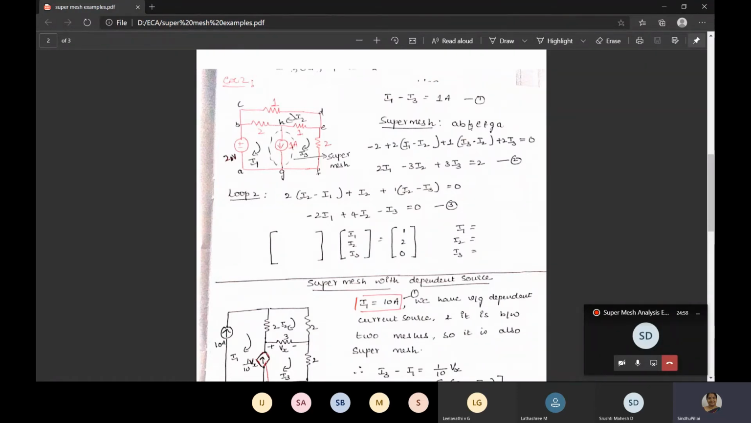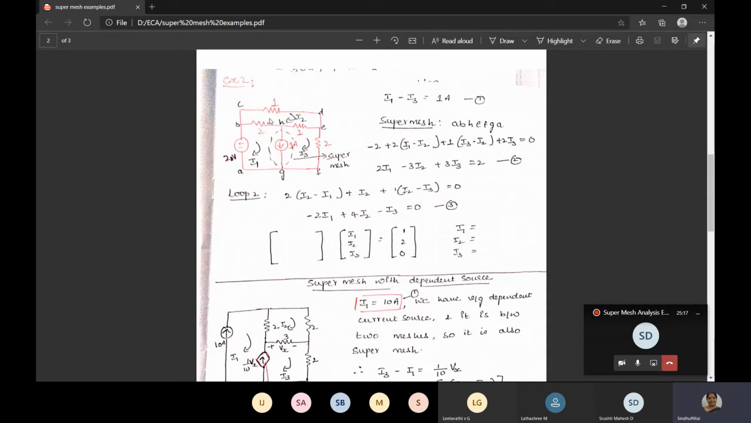Since we got 2 equations but there are 3 unknowns here, one more equation is required. So write the equation for loop 2. In loop 2 we have 3 elements. We don't have any source in loop 2. We have 3 elements: a 2 ohm resistor, a 1 ohm resistor and a 1 ohm resistor.